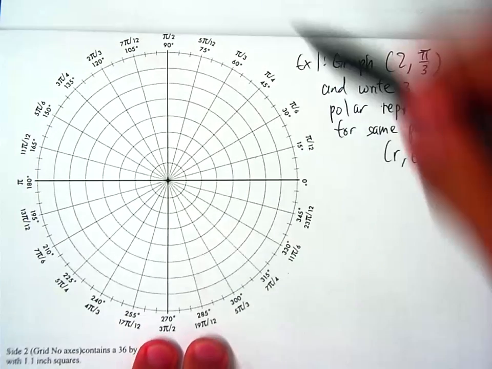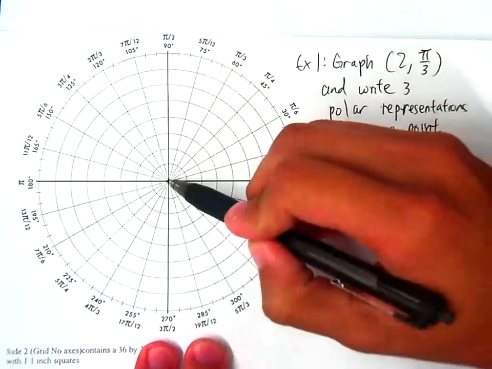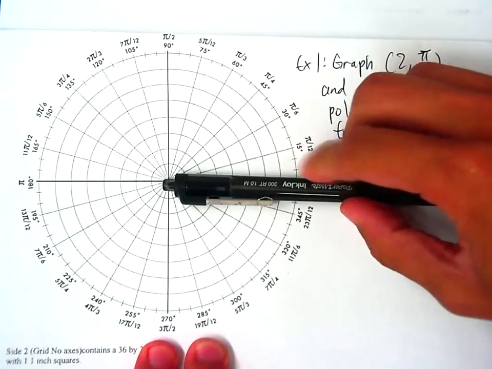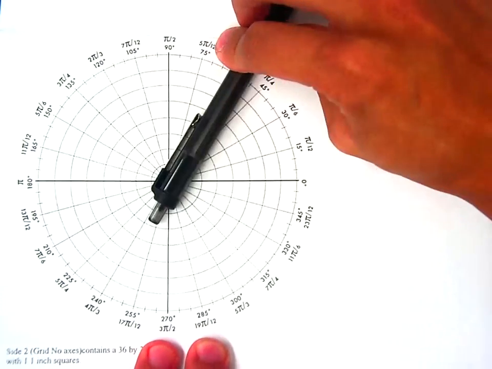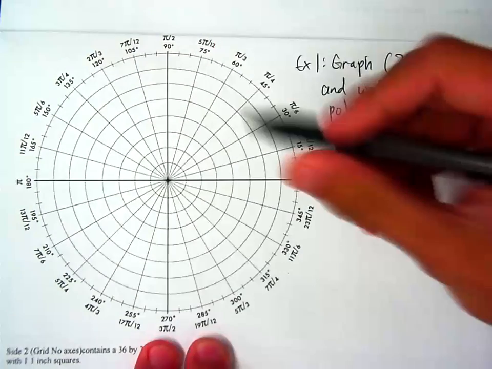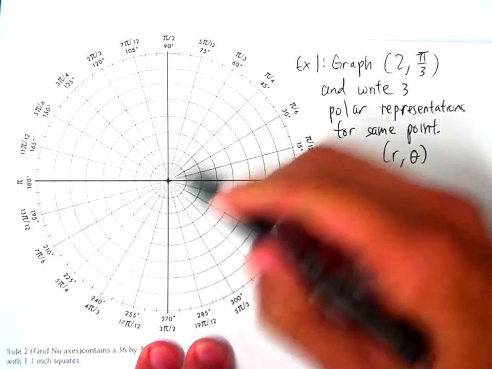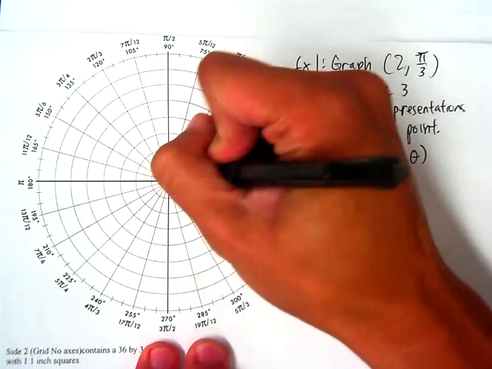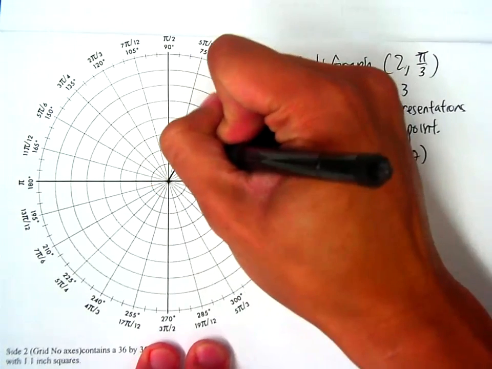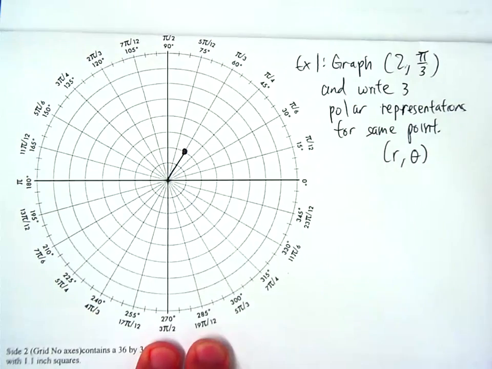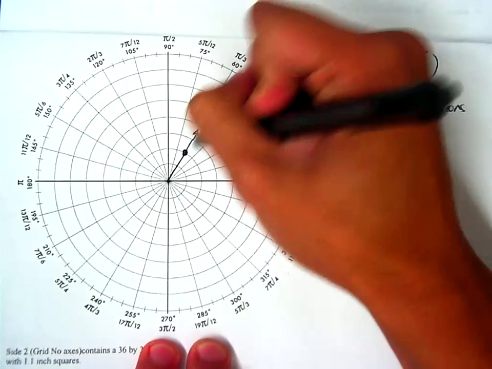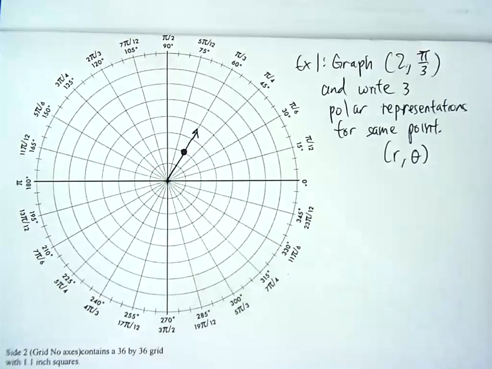So now this is how it's going to work. This is the pole. This is 0 degrees, or 0 radians. I'm going to go all the way out to pi over 3, which is here. And then my radius is 2, so I'm going to go 2 out. So I'm looking at pi over 3, I go 2 out, and there it is. I'm going to go ahead and graph it. In your book, they drew an arrow out, and I don't mind that as long as you have this point put on 2, because it is 2 comma pi over 3.